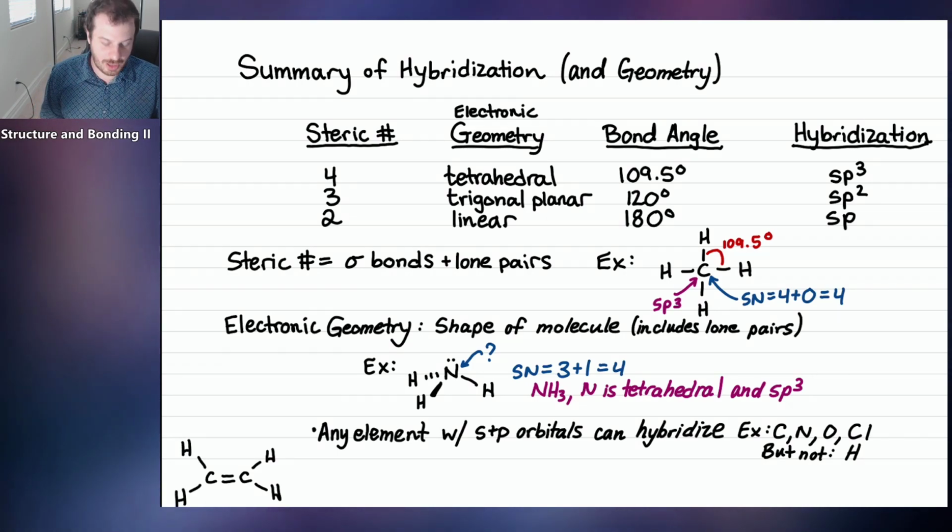We've seen this one before, ethylene. Let's say I asked you to count the steric number of this carbon here. We would count the number of sigma bonds. And so this can be a little bit tricky. Are both of these sigma bonds? Are both of those pi bonds? Is one pi and one sigma?